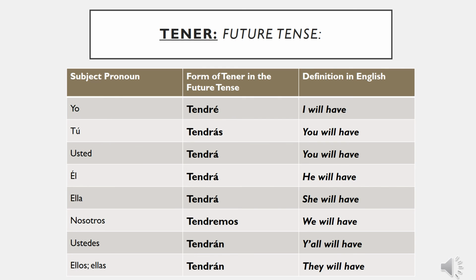So let's take a look at what tener means when you conjugate it into the future tense. I will have, you will have, he will have, she will have, we will have, y'all will have, and they will have. So the will is part of the translation. You don't need to have a different word or anything like that. So you just need to conjugate your verb into the future tense, and that's part of what it means.